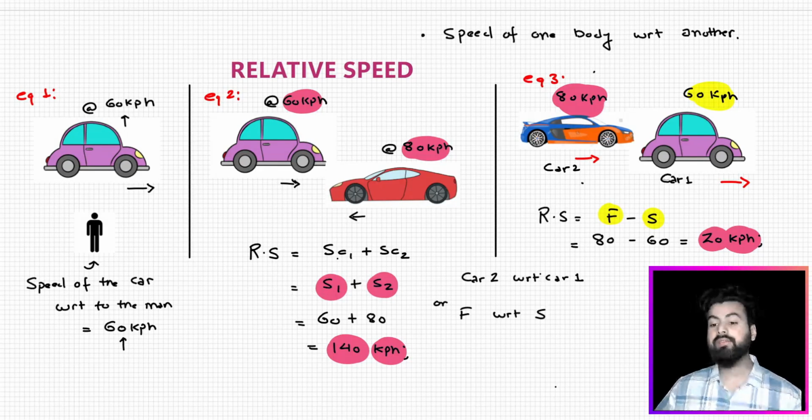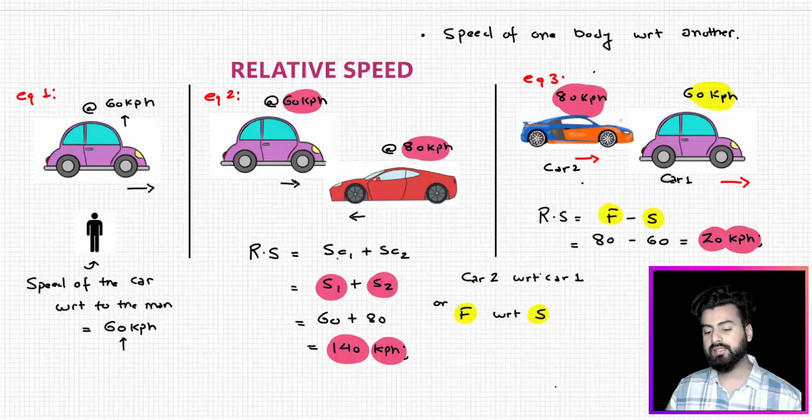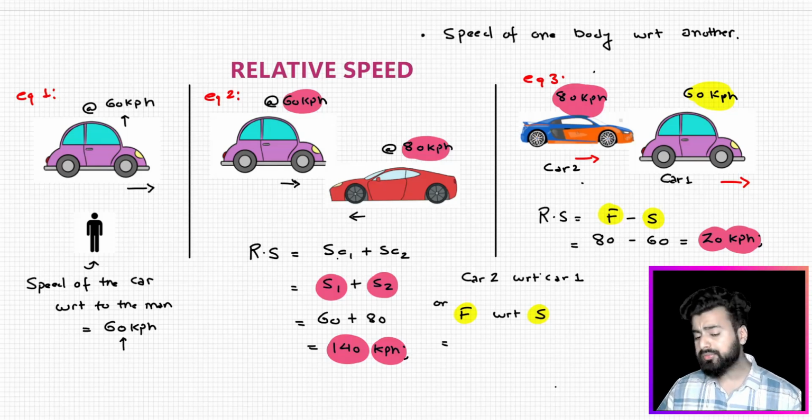And please remember, whenever we calculate speed of two objects when they're moving in the same direction, we always calculate speed of faster body with respect to slower. You know why? There's a reason. The reason is, if I ask you how much distance car 2 will cover in 1 hour, you would say, sir, if I look at the speed of car 2, it's 80 kilometers per hour. So in 1 hour, the faster object will cover 80 kilometers of distance.